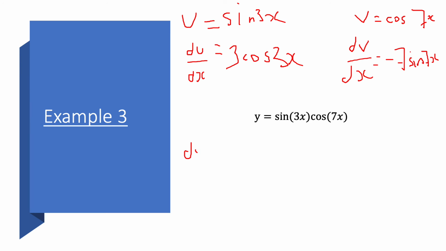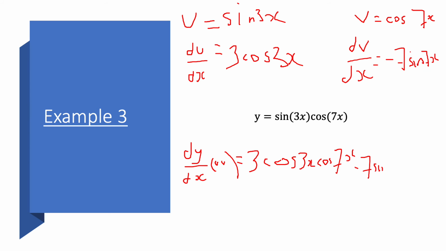So therefore, dy by dx, guys, of uv is equal to v du dx plus u dv dx. So v du dx, so it's going to be 3 cos 3x, and then it's going to be cos 7x. And then I'm going to have plus this, but that is a minus. So it's going to be minus 7 sine 3x sine 7x. Okay. So that would be my answer for this question.